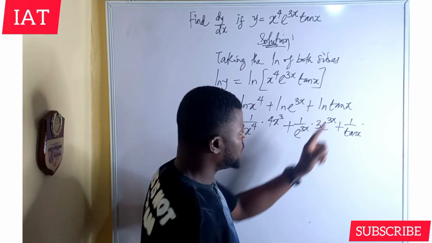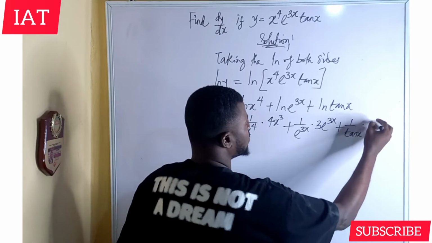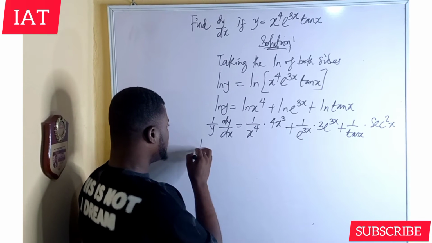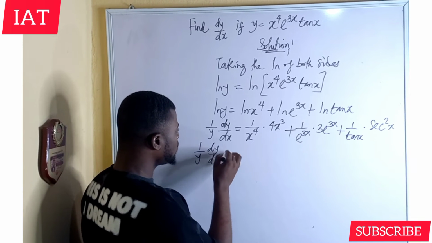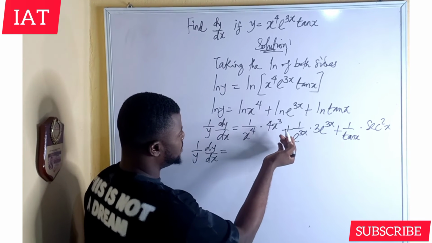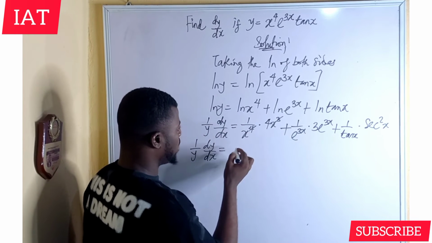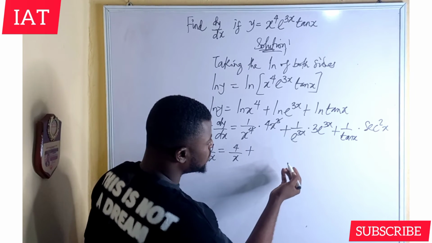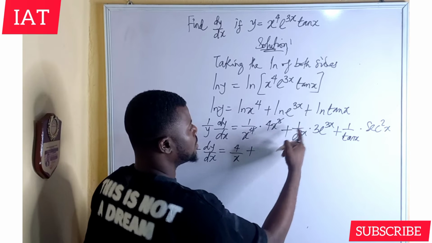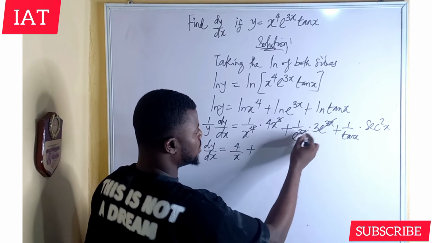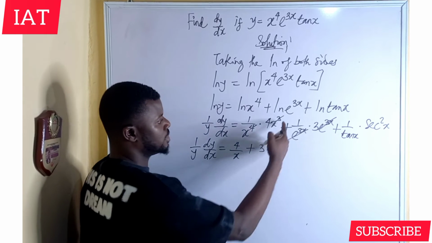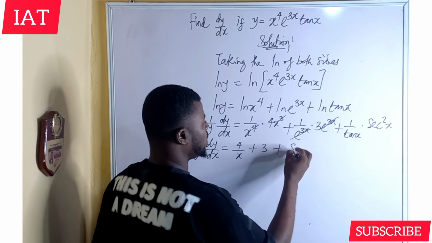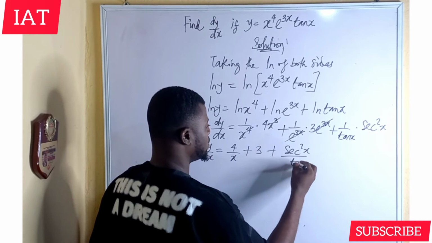Plus, I'll also take the inverse of tan x and then differentiate tan x. You know that the differentiation of tan x is sec square x. Alright. So here we have 1 over y dy over dx equal to, we can reduce these things. If this reduces this, we have 1 times 4 over x left. Plus, of course, what do we have here? This can easily cancel out with the whole of this. So we have 3, just 3, because 3 times 1 is 3. Plus, this can cancel. So 1 times sec square x is sec square x over tan x.